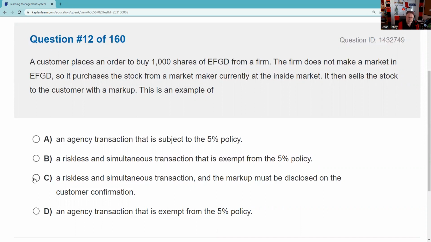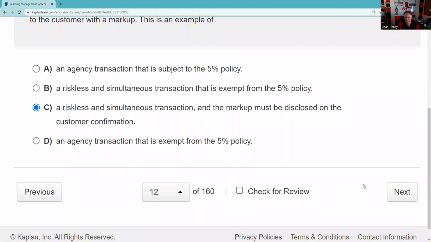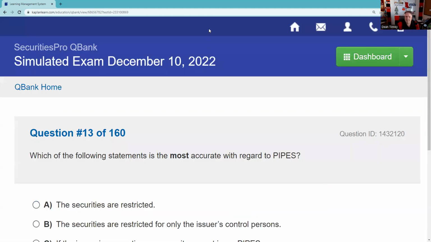Yeah, so, I say something like, hey, Mr. Jones, I bought 1,000 shares from the market maker. I marked it up a penny, put a penny in there, and then charged you a markup of a penny. And I don't have to have a good reason, but it helps, or I should have a reason. I say, yeah, a penny markup is less than my commission would have been. I don't have to have that rationale, but it's certainly riskless and simultaneous, and I need to disclose the markup, certainly. Question 13.